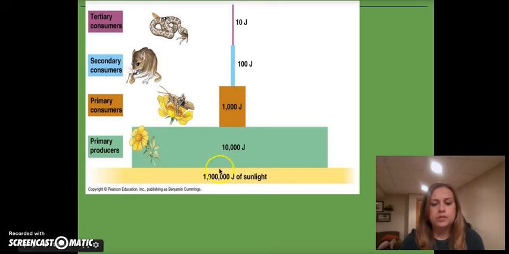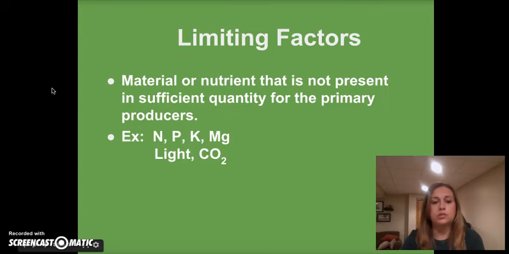So here we've got the 1,000,000 joules of sunlight. Primary producers would be able to get 10,000 joules. That leaves only 1,000 joules that would make it to the primary consumers, then only 100 that would make it to the secondary consumers, and then only 10 that would make it to the tertiary consumers. Okay, so it very much limits how many individuals you can have within a food web or food chain.